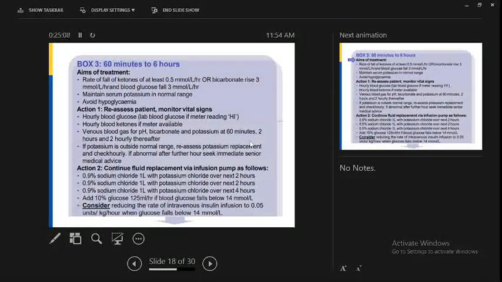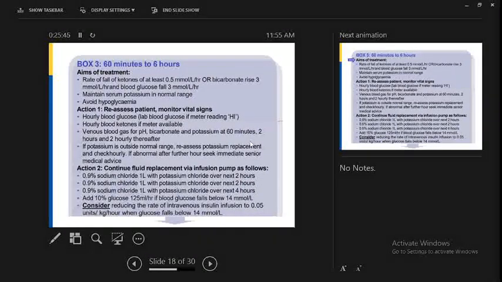Your goals are, you have to get the ketones down by at least 0.5 millimoles per liter per hour. Or bicarbonate, if you are going by bicarbonate, it has to rise at least 3 millimoles per liter per hour. And blood sugar values should fall at least 3 millimoles per liter per hour, that is 50 to 60 milligrams per deciliter per hour. If those targets are not achieved with your insulin, like if glucose doesn't fall by 50 to 60, you can increase the insulin infusion rate and adjust accordingly.